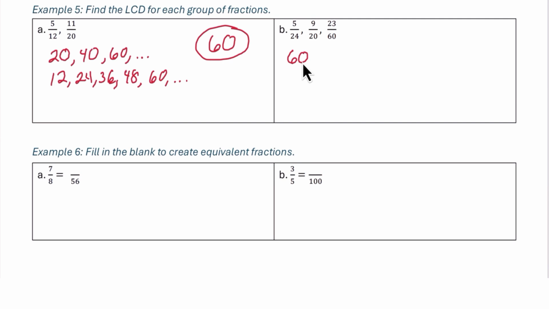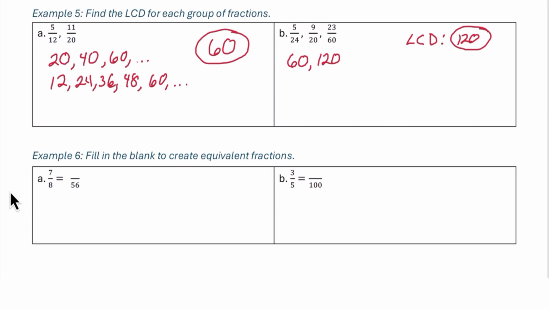So 60 times 1 is 60. 20 will go into 60 evenly, but 24 will not. So we need another one. 60 times 2 is 120. 20 will divide into 120 evenly, and 24 will as well. 24 goes into 120 5 times. So we found our LCD. Our LCD is 120.